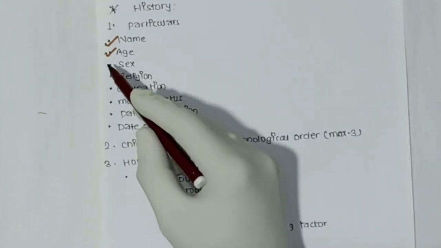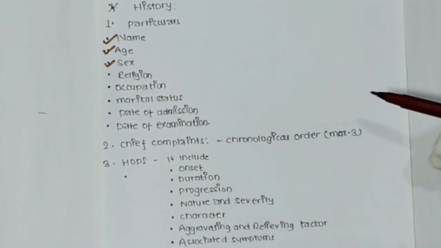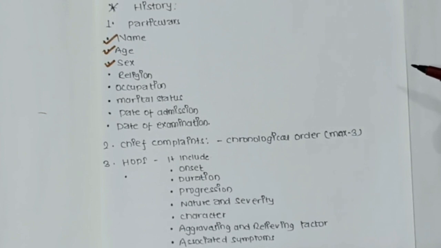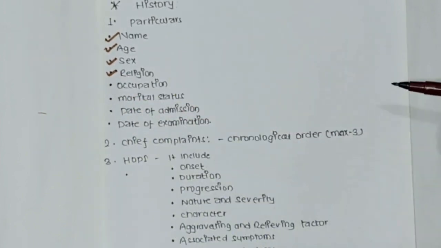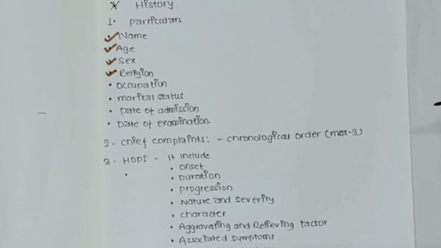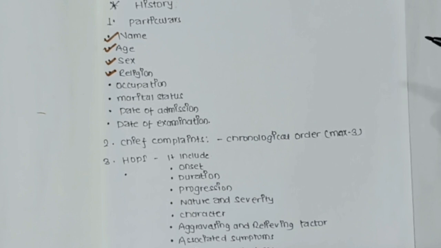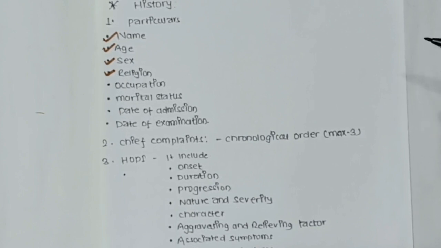Now sex. Why do we have to ask the sex? Because sex determines the disease. In males, lung cancer is common, whereas in females, thyroid disorder is common. Now religion. Why do we have to ask religion? Because religion gives us a clue about the disease. Like Hindus are less prone to colon cancer as they consume less meat, whereas Muslims are less prone to carcinoma of the penis due to circumcision.